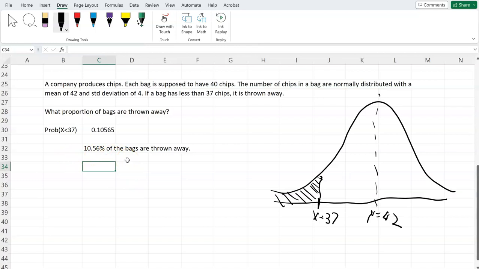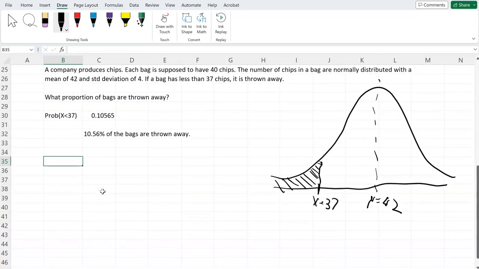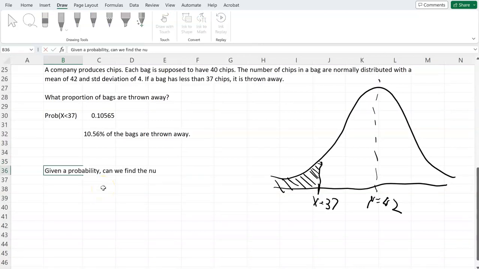So maybe we need to figure out what else we can do to make sure that fewer bags are wasted. Maybe we need to lower my standard deviation so that most bags are closer to 42. Or, if we can't reduce our standard deviation, we may have to increase the mean of the bags of chips, so more chips are in a bag. So now this is like, if given a number, we can find the probability. Another thing that we may need to do is, if we are given a probability, can we find the number?